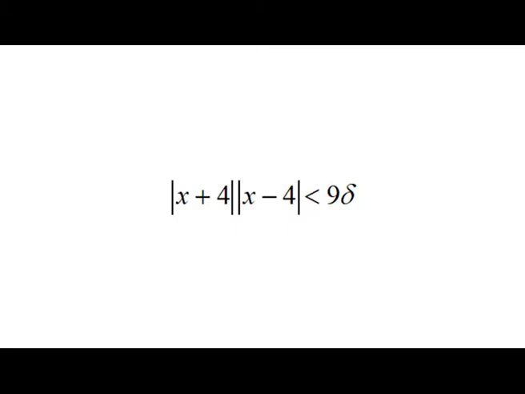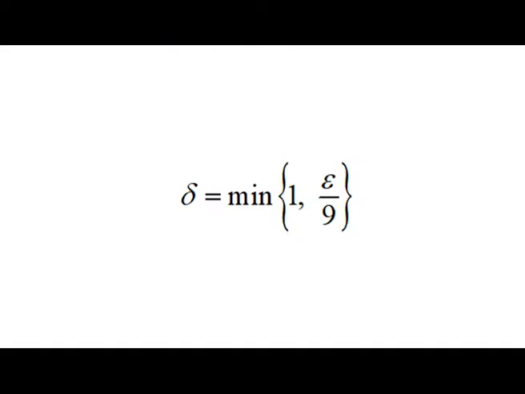then |x + 4| · |x − 4| < 9 delta. It follows that equation 8 will be satisfied for any positive delta such that delta ≤ 1 and 9 delta ≤ epsilon. We can achieve this by taking delta equal to the minimum of 1 or epsilon/9. This proves that the limit of x squared as x approaches 4 is 16.